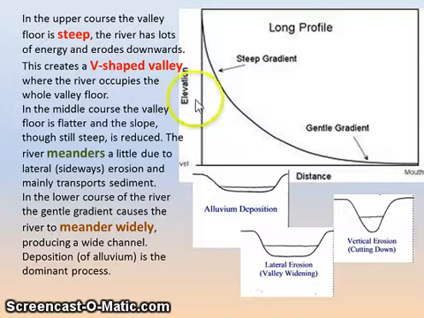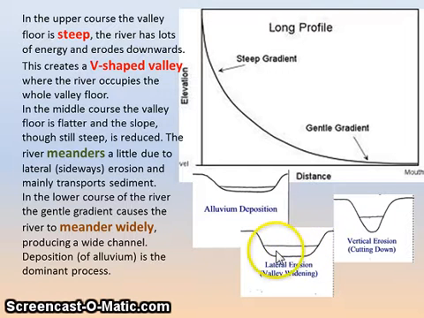Well, here we've got the upper course. The valley has a steep gradient. The valley floor is steep. The river has lots of energy to erode downwards, and that produces this V-shaped channel. At this part of the river, actually, the river channel fills the whole valley floor. That belongs up there.